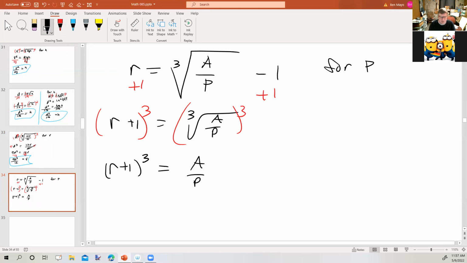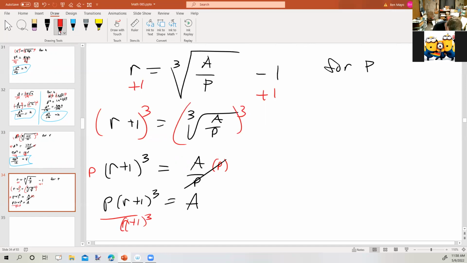I need to solve for P. I need P on top. P is on the bottom. I'm going to multiply both sides times P. So I get P times R plus 1 cubed equals A. But I need P by itself. So I'll divide both sides by R plus 1 cubed.